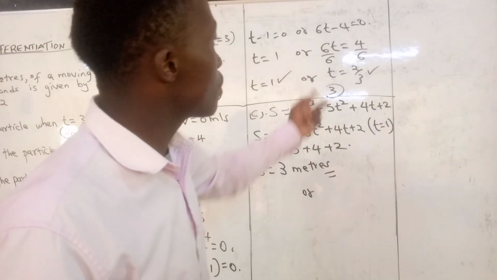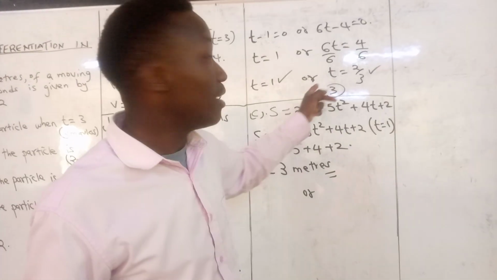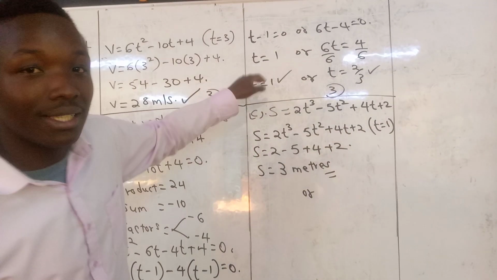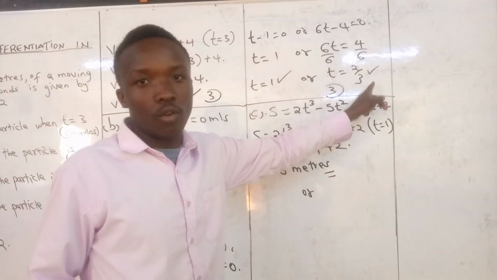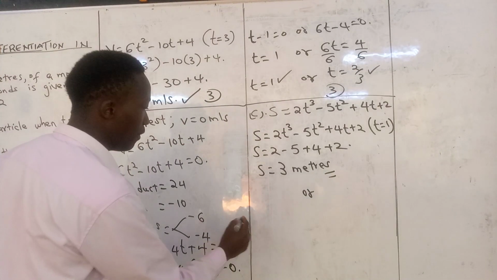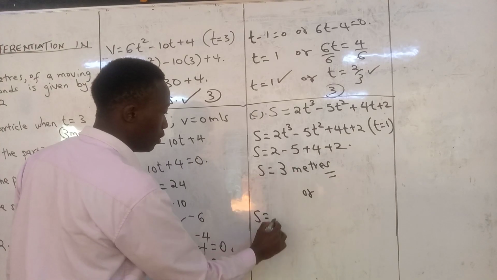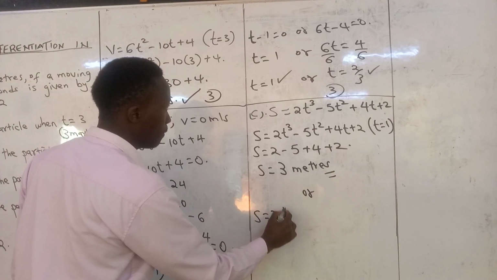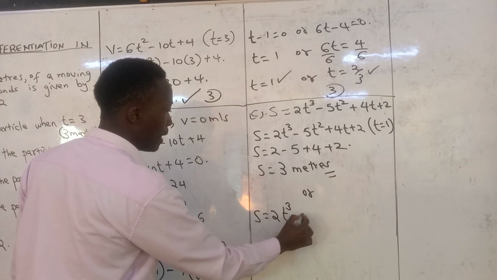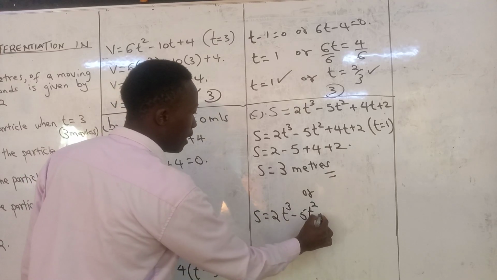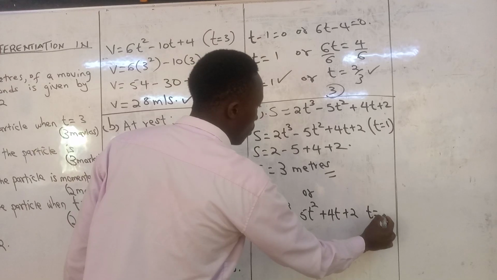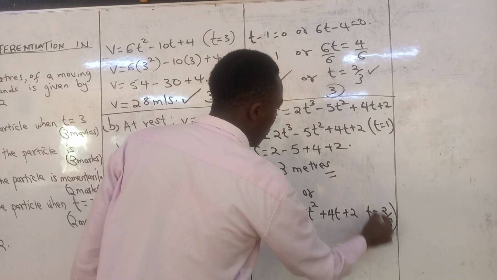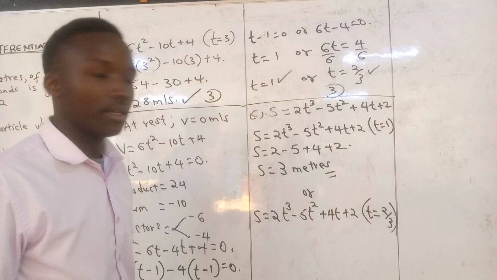Now we need to find our second displacement. Why? Because we had two possible values of t. So we already have the displacement when t is 1. We now need to get the displacement when t is equal to 2 over 3. So we now have s is equal to 2t cubic minus 5t squared plus 4t plus 2 when t is equal to 2 over 3.